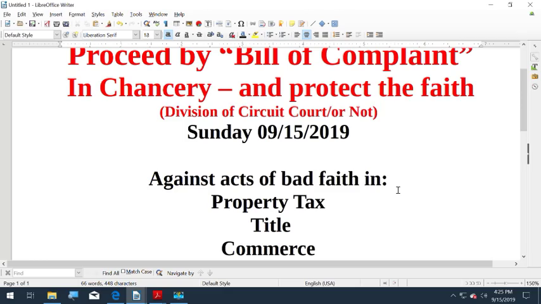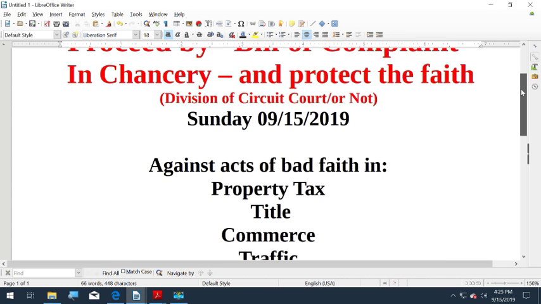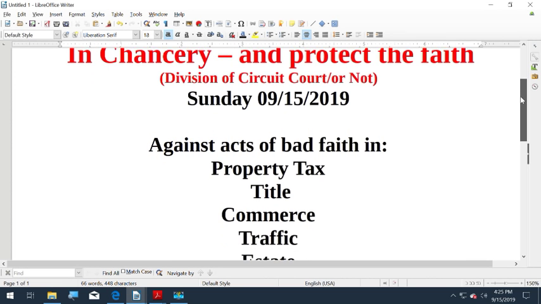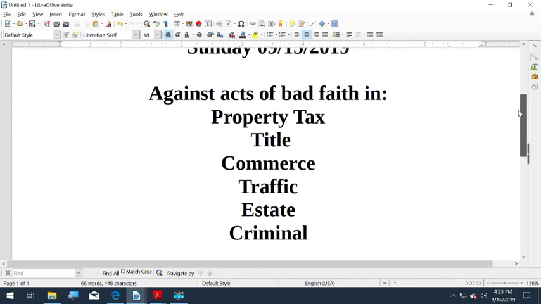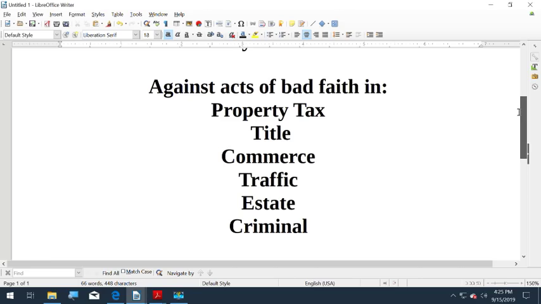So let's take a look at some things. That was the plan: to look at some things that led me to this conclusion. Over the next week or so, I'll get a few more details put together, ask some more questions, and try to pop a paper or two into some place and see if it makes a difference in these areas: property tax, title, commerce, traffic, estate, criminal.